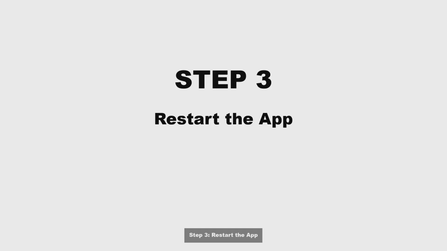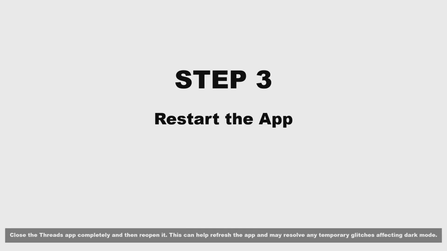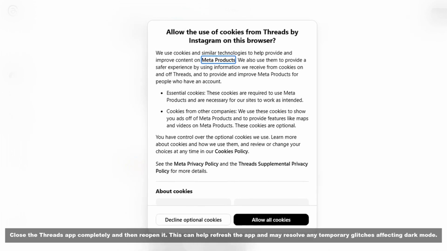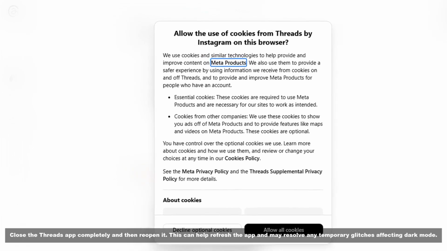Step 3. Restart the app. Close the Threads app completely and then reopen it. This can help refresh the app and may resolve any temporary glitches affecting dark mode.